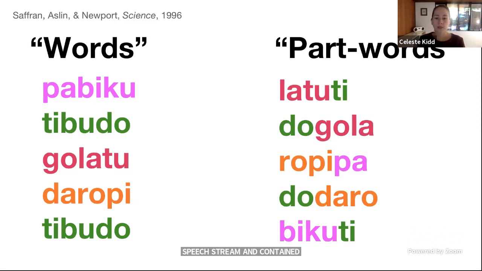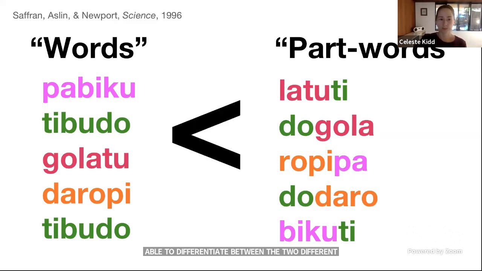After just 2 minutes of exposure to this nonsense language, infants showed that they were able to differentiate between these two different types of items from the speech stream, the ones that traveled together as units and the ones that did not. Specifically, they showed a greater interest in the part words, a pattern commonly interpreted as indicating that infants found those part words surprising. This was some of the first big evidence that infants can track statistics and use them to form new concepts.